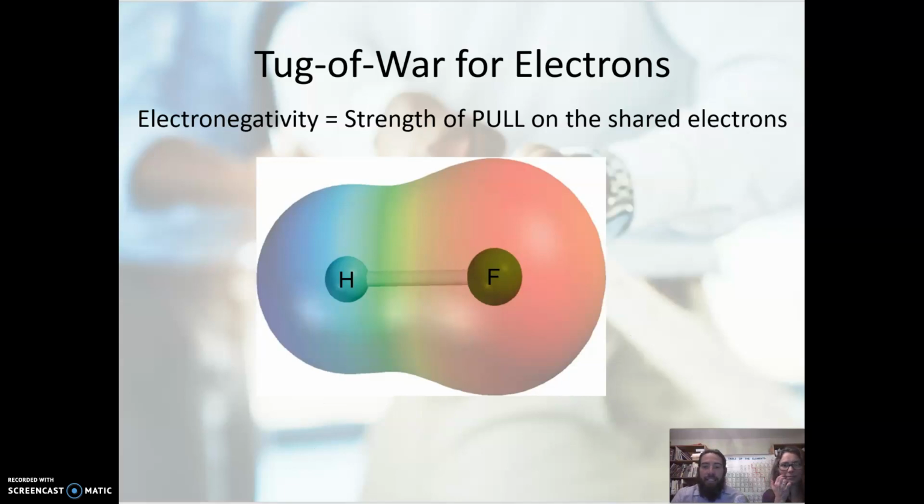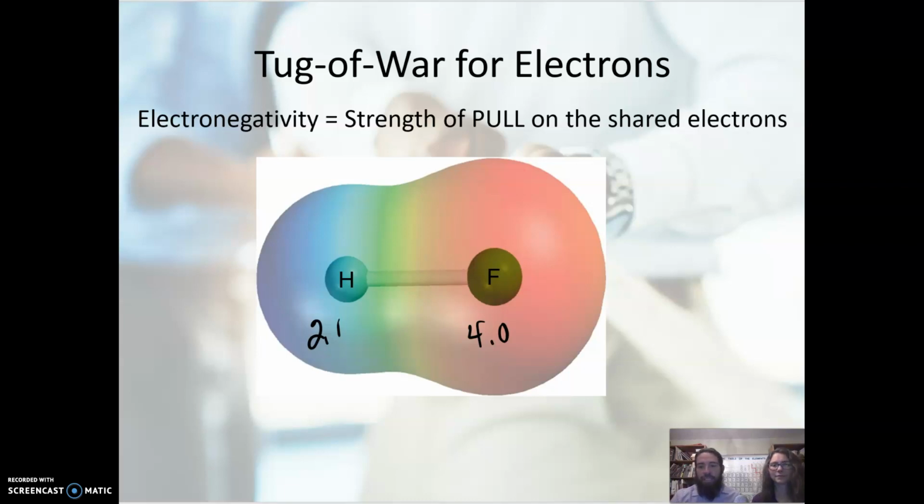So let's take a look at HF. Just from memory, I know H had an electronegativity of 2.1, and fluorine, of course, was 4.0. So fluorine has a stronger pull on the electrons. So they're sharing, but it's not really equal sharing.